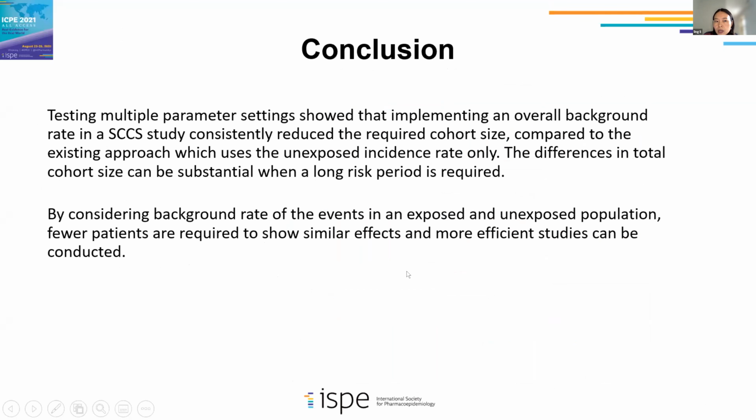So, conclusion: testing multiple parameter settings showed that the implementation of the overall background rate in the SCCS study consistently reduced the required cohort size compared to the existing approach, which used the unexposed incidence rate only. The difference in total cohort size can be substantial when a long risk period is required. By considering the background rate of the events in the exposed and unexposed population, fewer patients are required to show similar effects, and more efficient studies can be conducted.